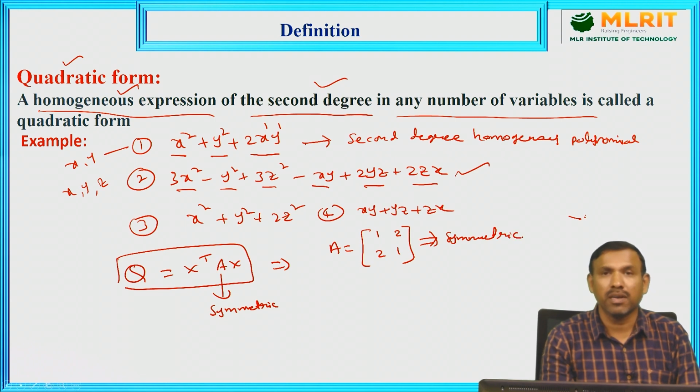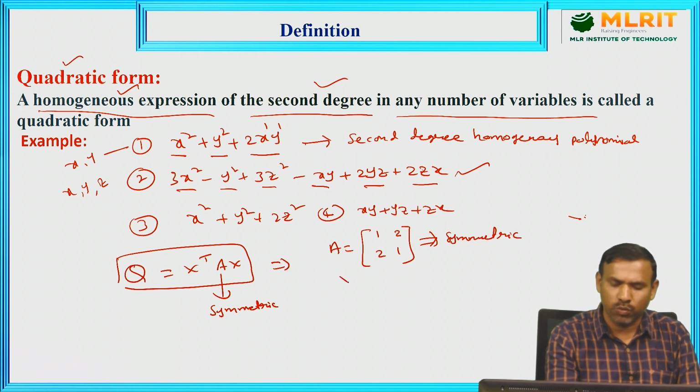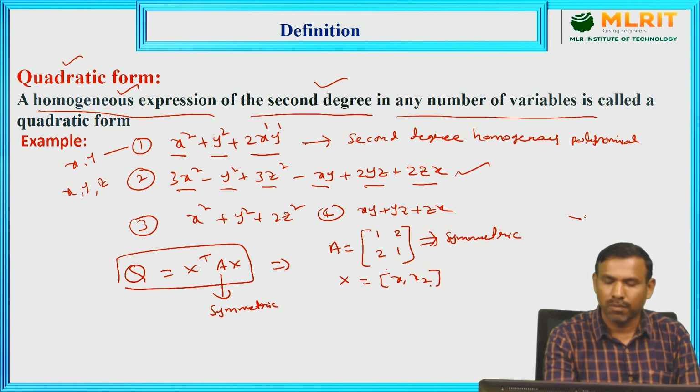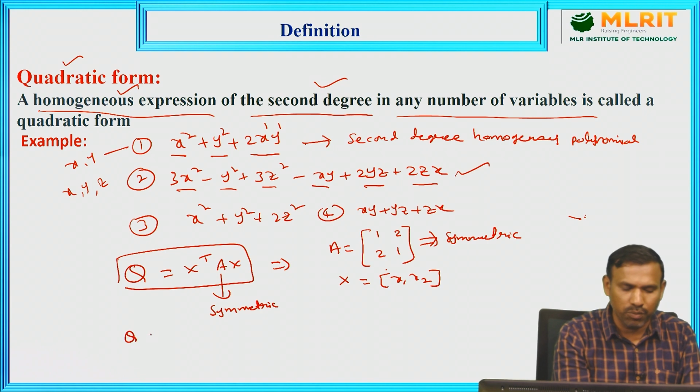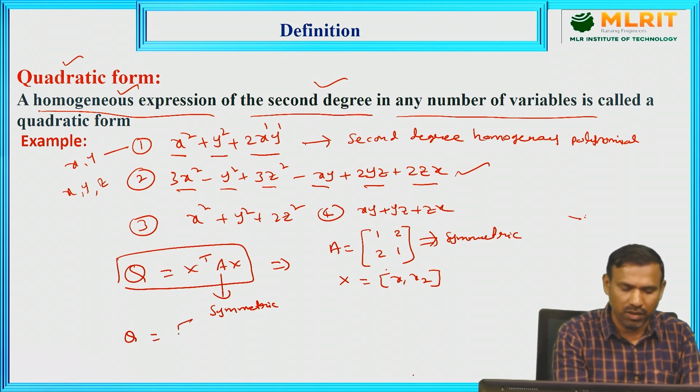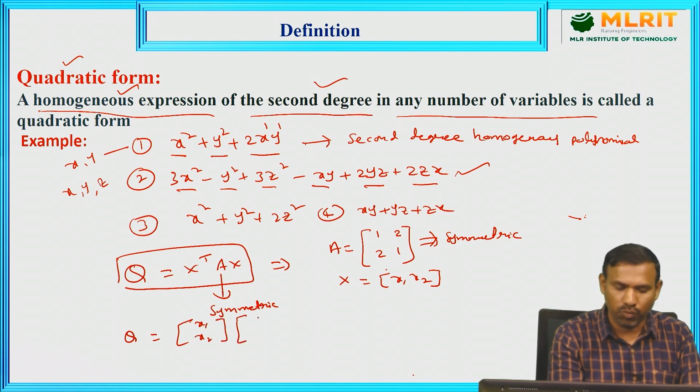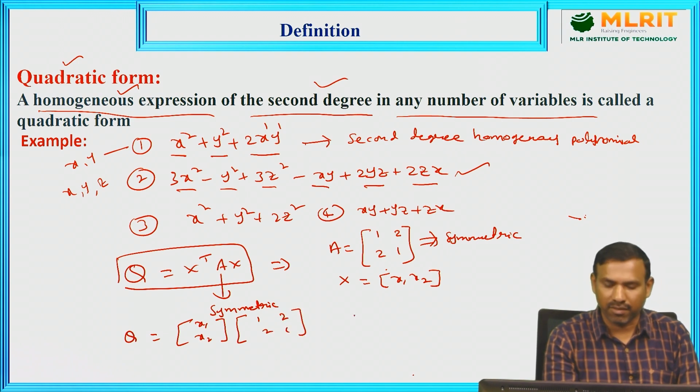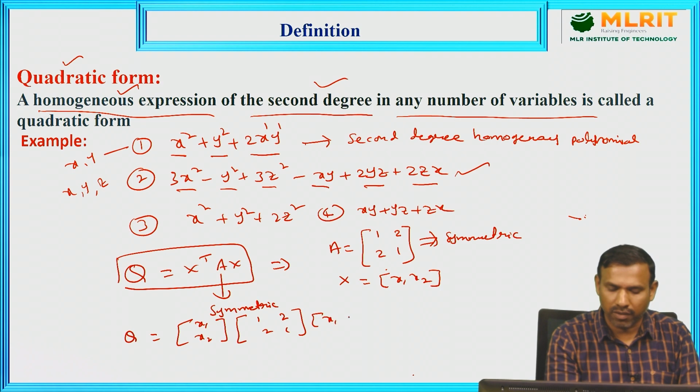It is a symmetric matrix. Then x, let us say 2 variables, x is equal to x1 x2. Then the quadratic form will give x transpose A x. X transpose means here you write x1 x2, and A means 1 2 2 1, and x is x1 x2.